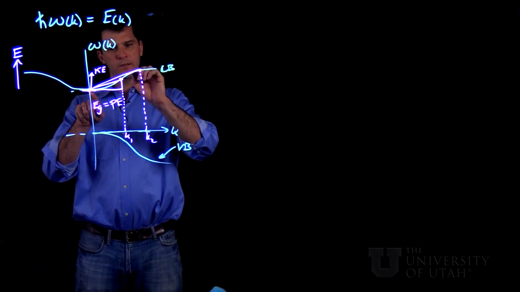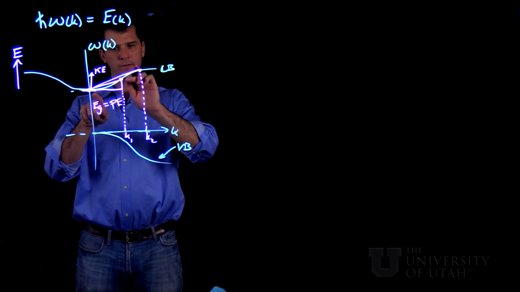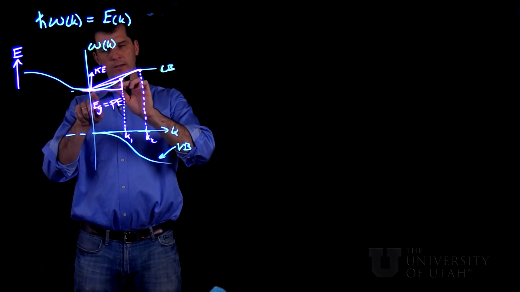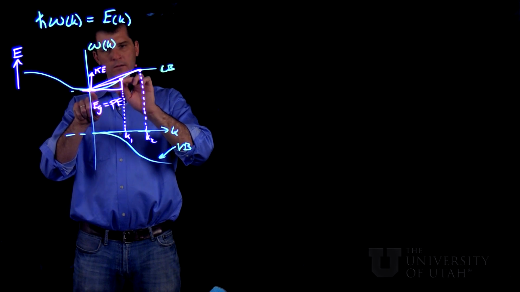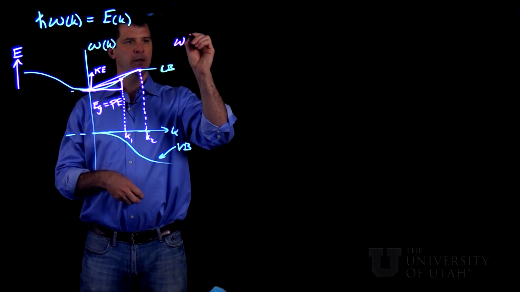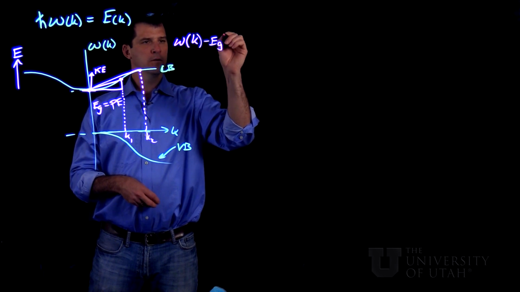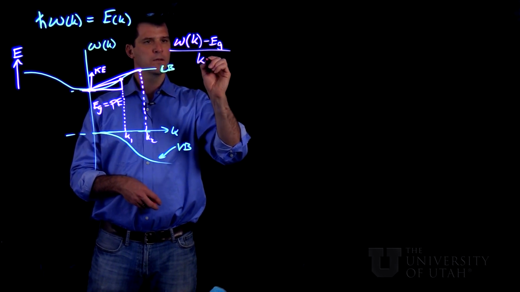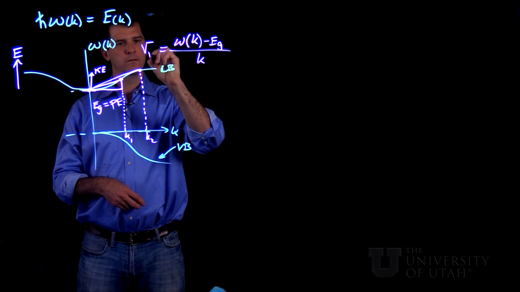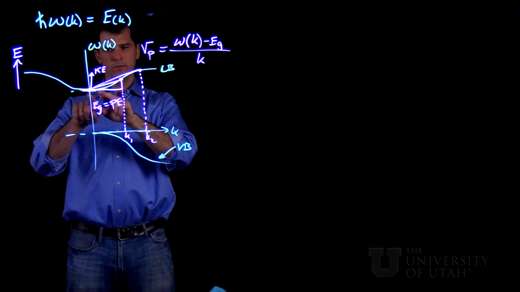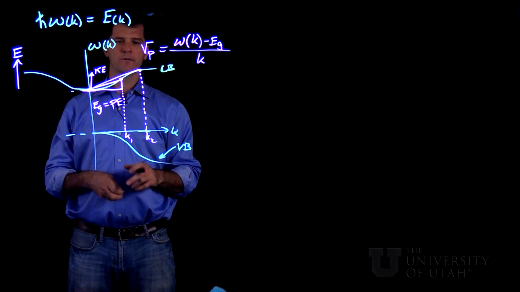So we can calculate the phase velocity for any point along this line just by taking the omega of k minus E gap divided by k. And that's really what we've done here with this triangular construction.